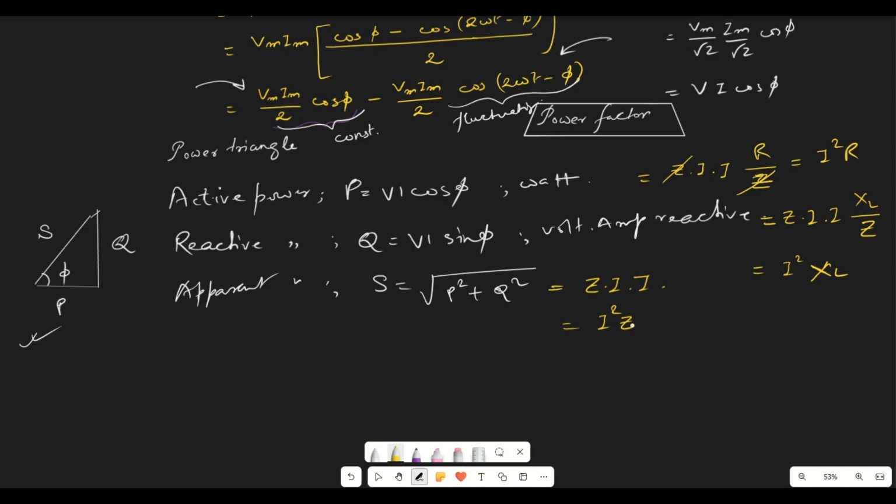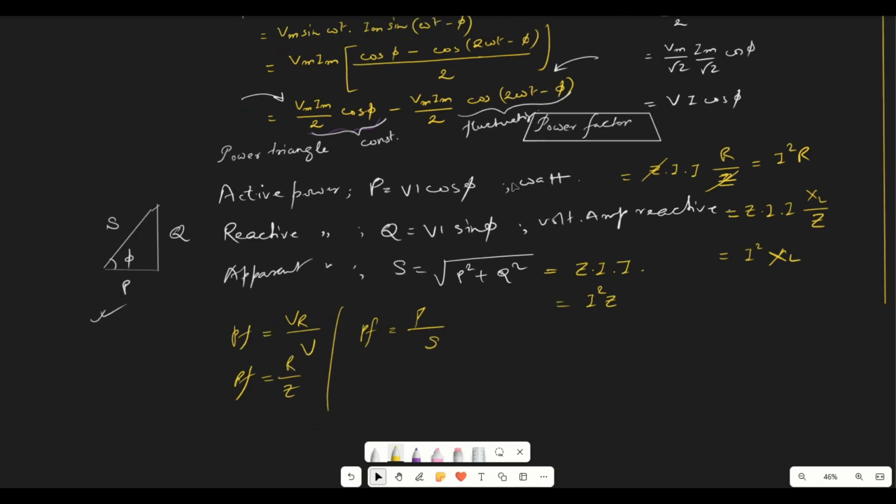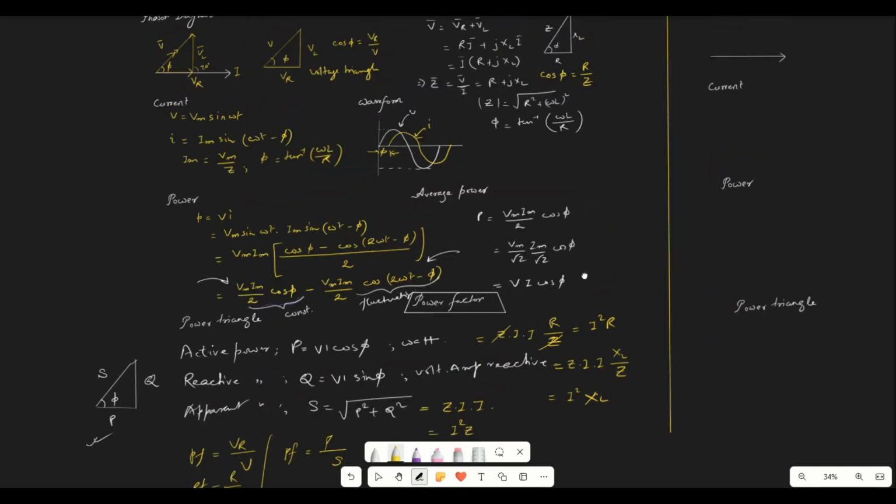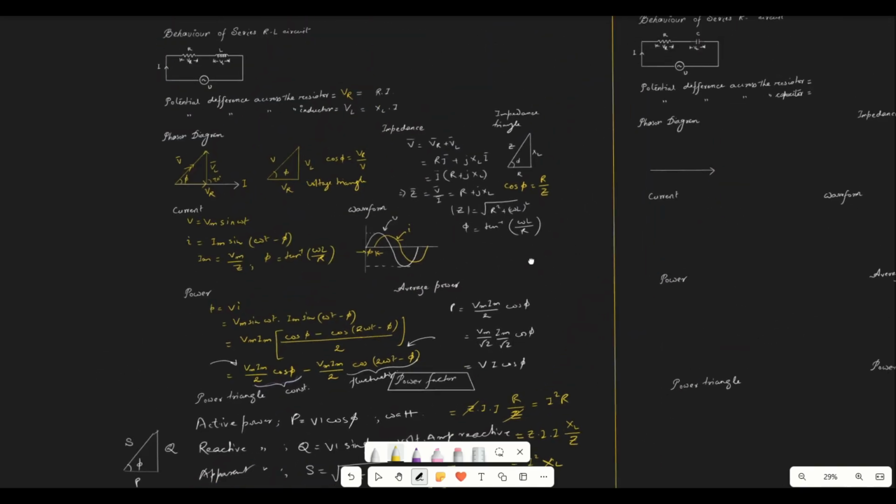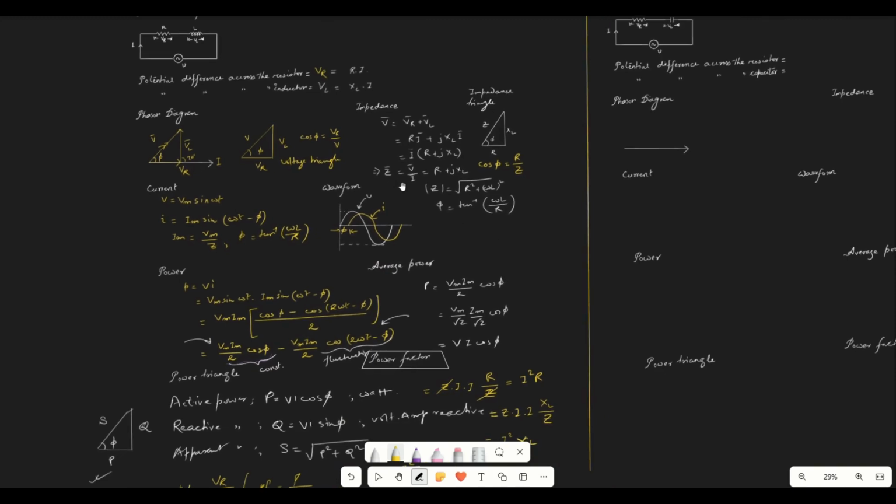Now the power factor, which we have already determined in case of the voltage triangle, is VR by V. In case of the impedance triangle, the power factor is given as R by Z. Then from the power triangle it is given as P by S. Okay, so this is the derivation for the RL circuit. I hope you have understood this.